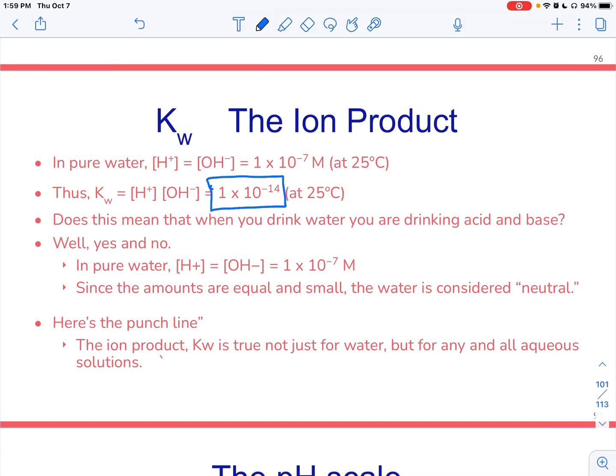And then there's this bit about water. Are you drinking acid and base? Kind of, but not really. Because H plus and OH minus are equal to each other, we consider water neutral, okay?